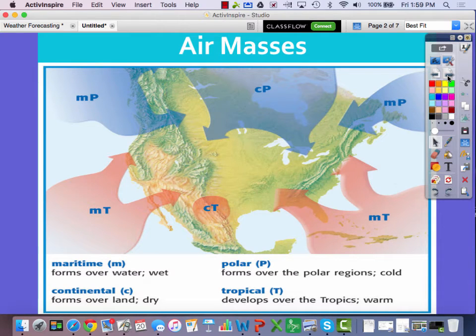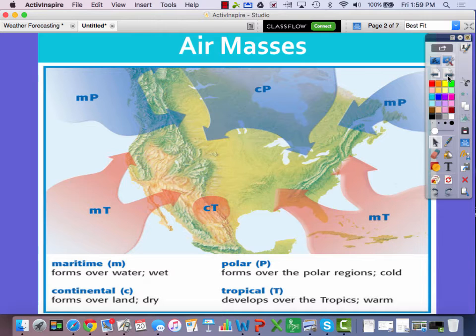So this is a picture of the different types of air masses. We have four main categories. We have maritime, and that's represented by a lowercase m. It means it forms over the water and the air is wet and humid. We have continental, that's represented by a lowercase c, that forms over land and that air is dry.